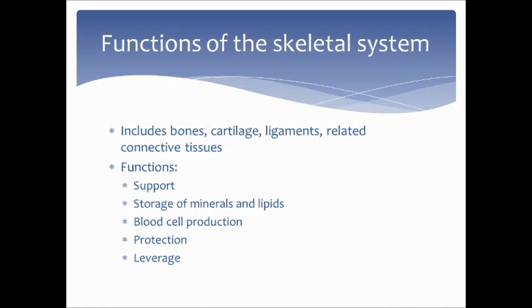It functions in support and also protection of your vital organs. It stores calcium and phosphorus ions, some of your other minerals, and lipids in the form of yellow bone marrow. It helps with blood cell production because red bone marrow helps to create your red blood cells, white blood cells, and platelets. And it also helps with leverage because it changes the magnitude and direction of the forces applied by skeletal muscles.